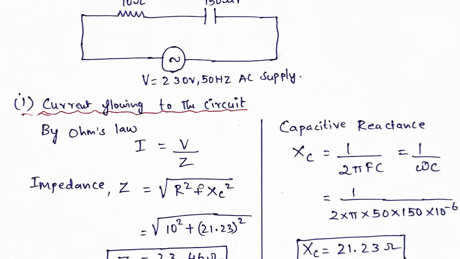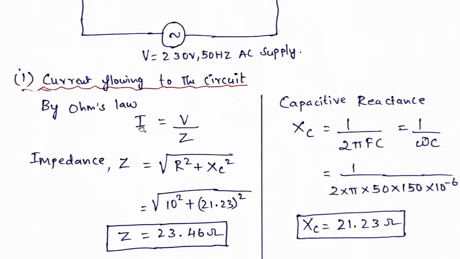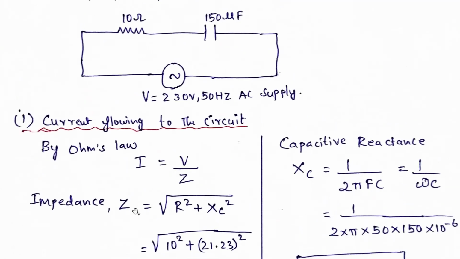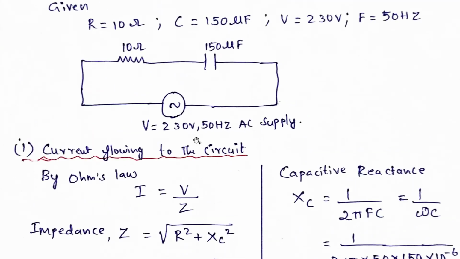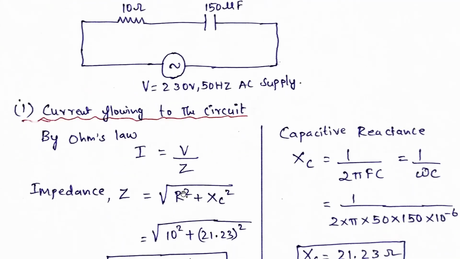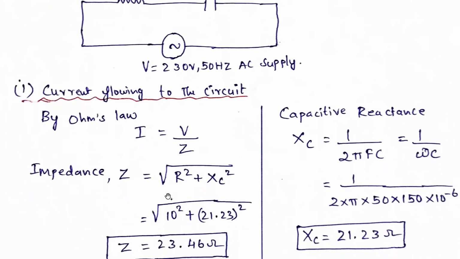So what is the formula for current flowing in the circuit? So I is equal to V by Z by using Ohm's law. So we need to find out what is the Z. So Z is equal to root of R squared plus Xc squared. So here it is capacitance. Or otherwise Z squared is equal to R squared plus Xc squared. So if Z comes, this square goes to root.